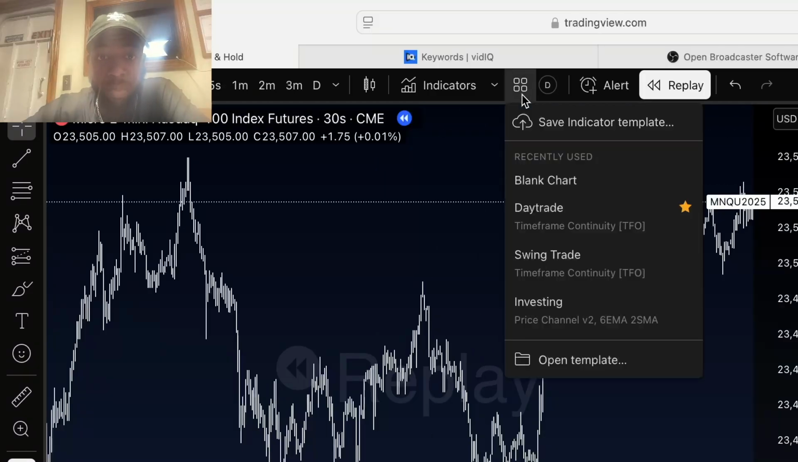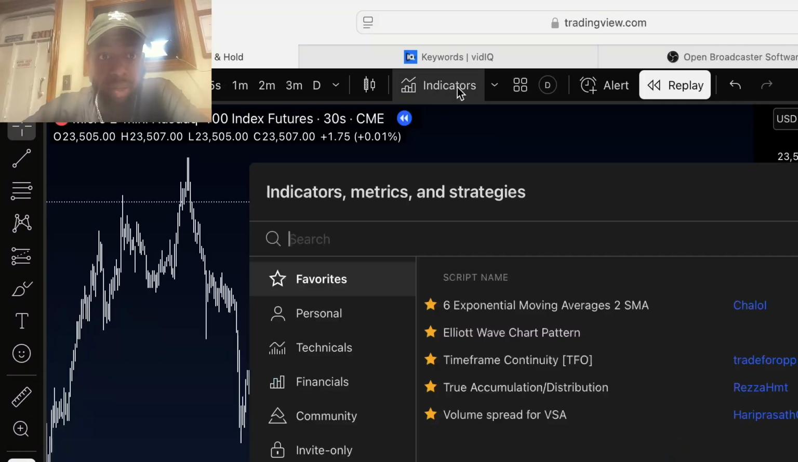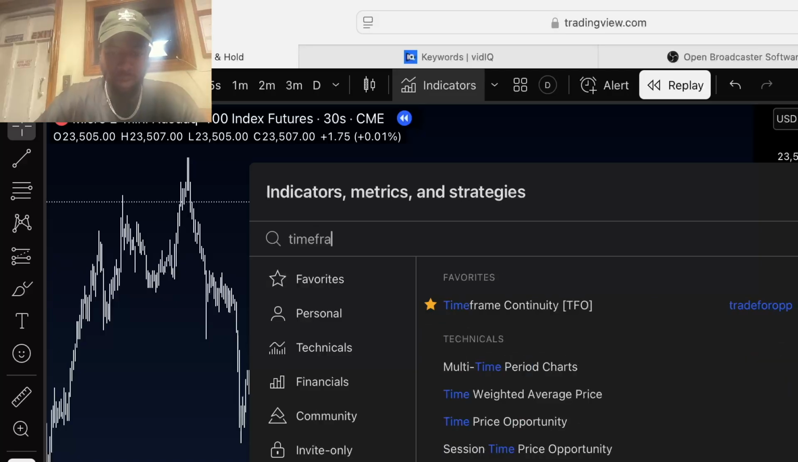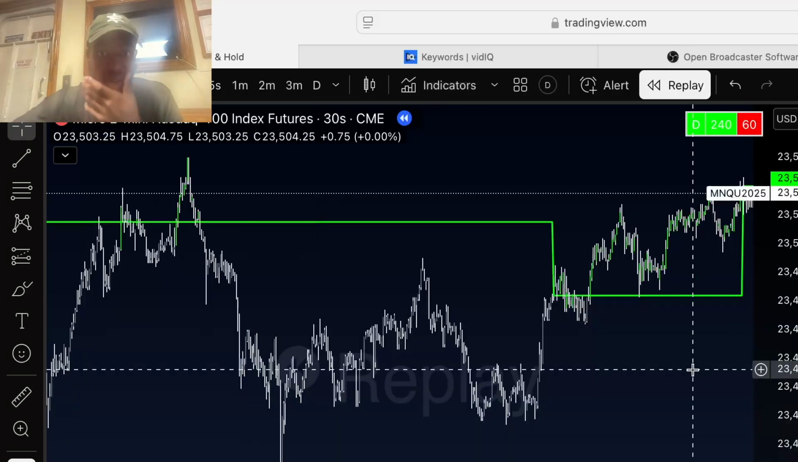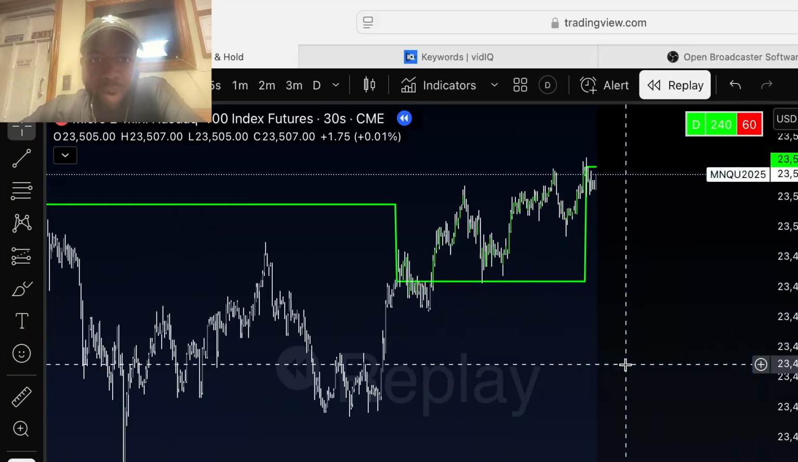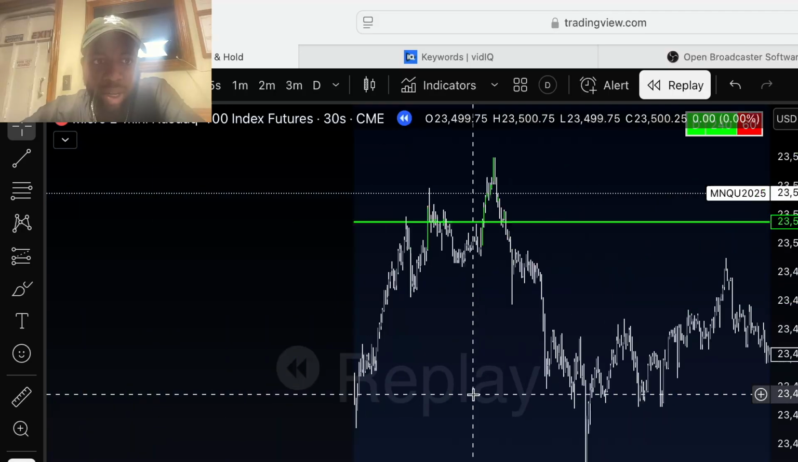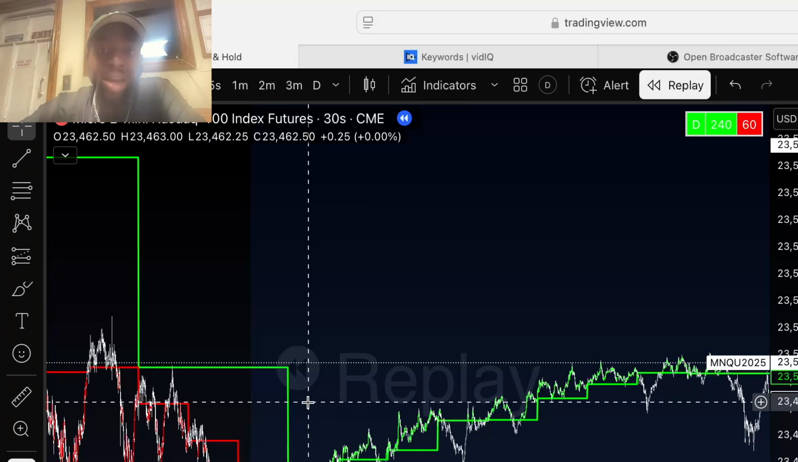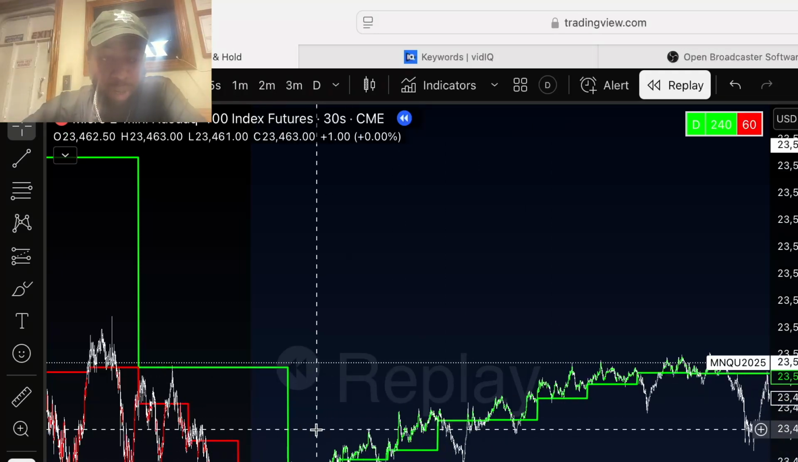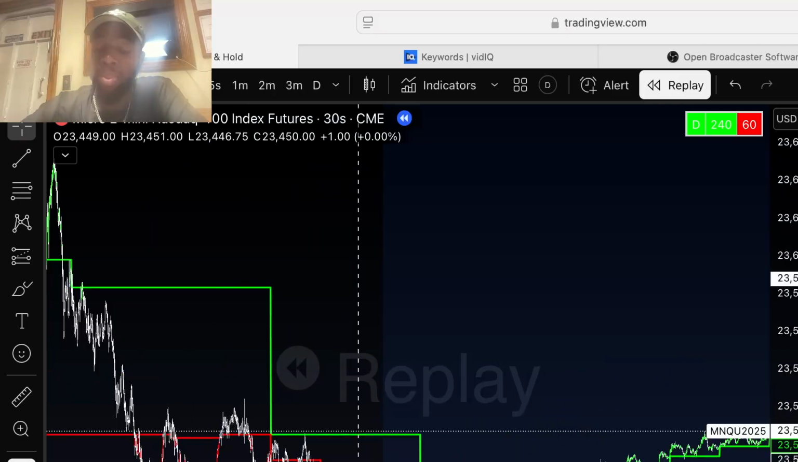And we're gonna type in an indicator called, we're gonna call it Timeframe Continuity, right? So you pull it up, and as you can see, once price gets over a certain level, it goes green. And then once price gets below a certain level, it'll turn red, right? Now this is to help us better determine trends. As you can see, when it's green, the price goes up. When it's red, the price goes down, right? Simple. But now we want to tweak it just a little bit, right?